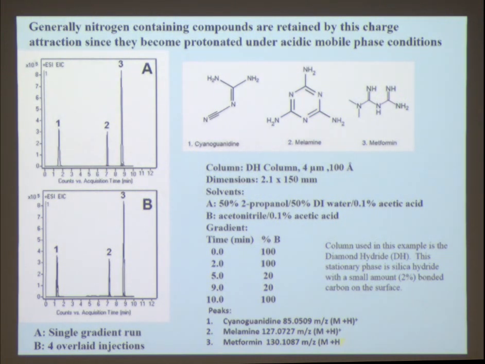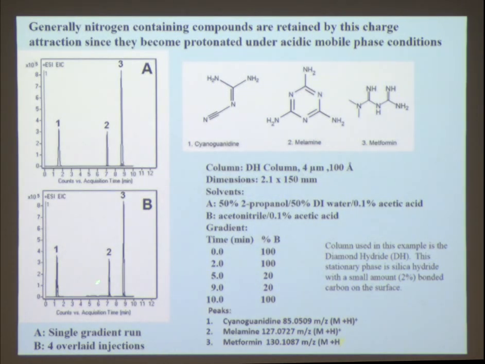Melamine you may know about from the cases where pet food and baby food have been spiked with melamine to increase the nitrogen concentration, to make it look like it has more protein in it. Metformin actually is a common drug. And cyanoguanidine is actually a decomposition product of melamine. So we get nice separation.